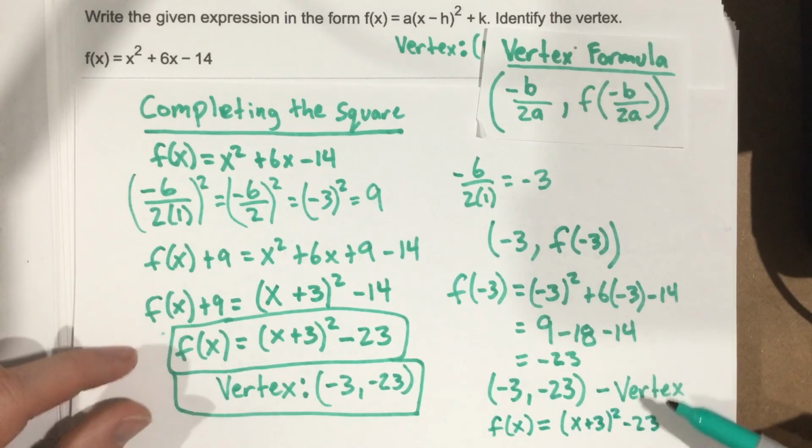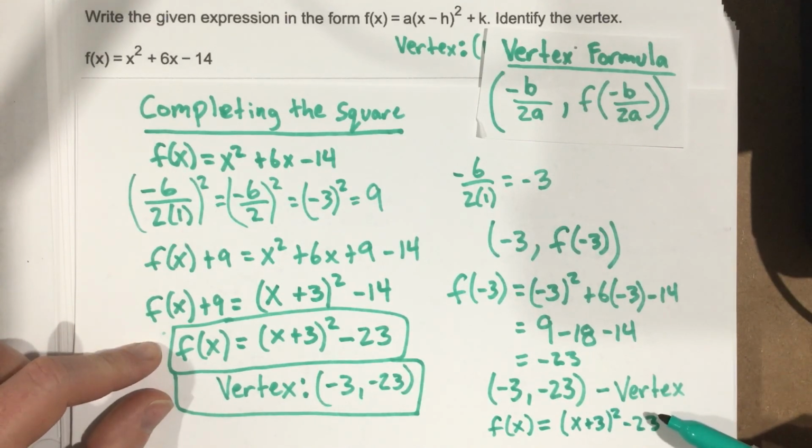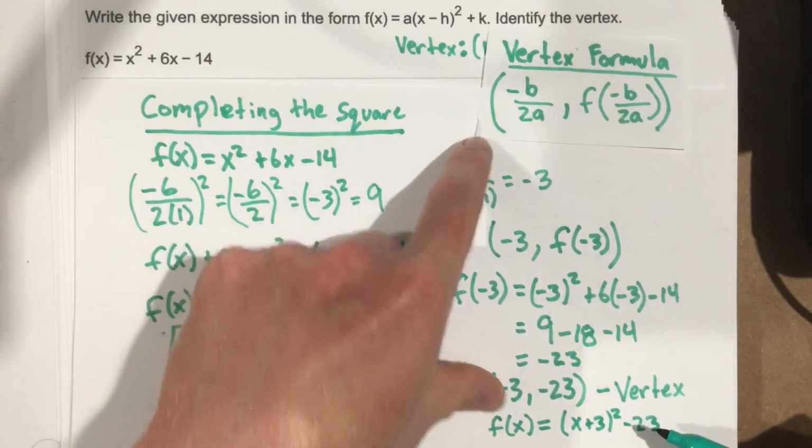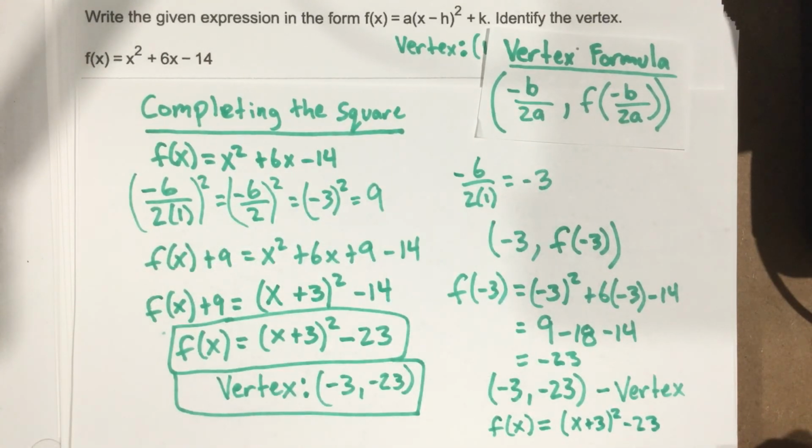You'll see we got the same answers, two different versions. Completing the square is one version, the other version is using the vertex formula. You need to be competent in both.